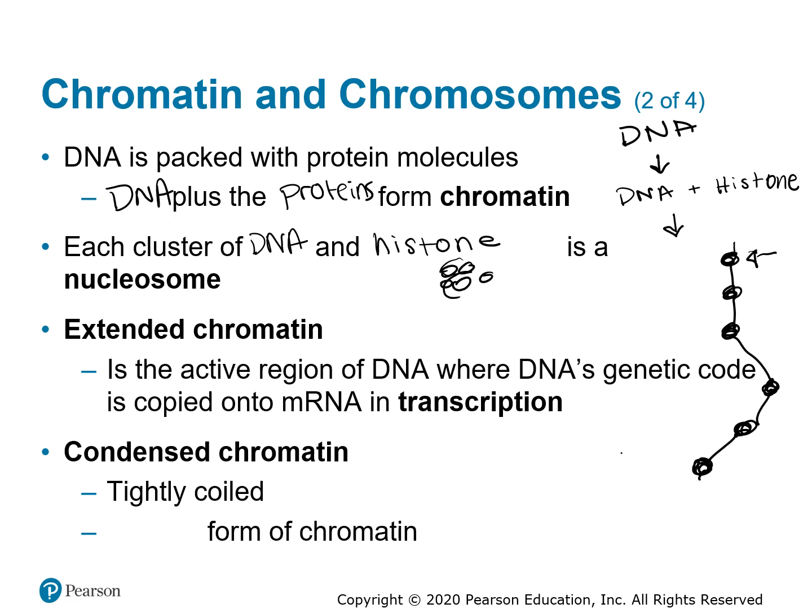So when the chromatin is open and we are ready to do transcription and translation, we call that extended chromatin. That's the active region where DNA is being copied and made into other copies. Condensed chromatin has tightly coiled nucleosomes and is the inactive form of DNA.